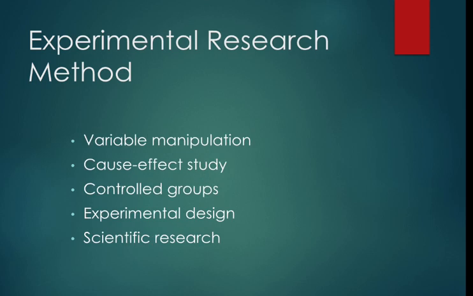Next is experimental research method. Experimental research studies causes and effects and inner relationships. In this method, variables are deliberately controlled and manipulated. The researcher usually divides subjects into control and experimental groups. For example, testing a new teaching method by applying it to one group and comparing it with another group is experimental research. This method is common in science, psychology, and education.